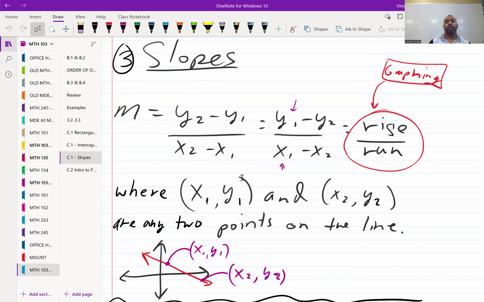The way we calculate it is either y2 minus y1 over x2 minus x1, or y1 minus y2 over x1 minus x2. It doesn't matter which one you do first, as long as you stay consistent. Notice that if y2 is first on top, then x2 needs to be first on the bottom. Or if y1 is first on top, then x1 should be first on the bottom. The x1, y1, x2, y2 come from any 2 points on the line, the coordinates of any 2 points on your line. Also, this last piece, rise over run, is what we'll use when we actually get to the graphing part. So we'll talk about that in a few.